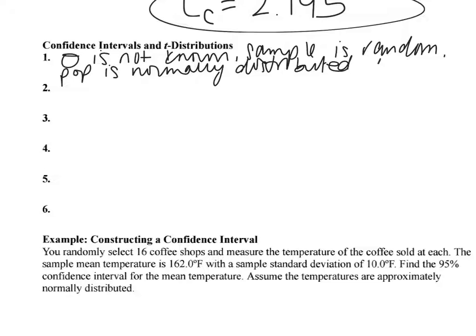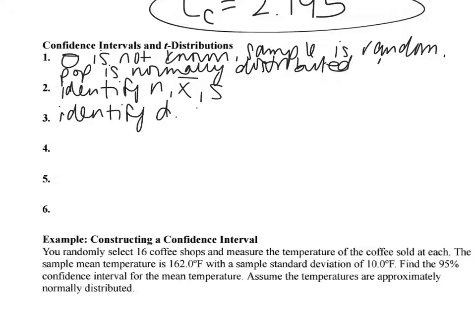Okay. Next, we identify the sample stats. We're going to have our n value, our x bar, and our s value, which is going to be the sample standard deviation. Next, we have to identify our degrees of freedom, our confidence level, and our critical values.